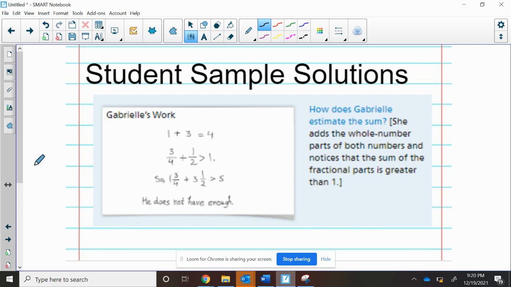Okay, let's look at Gabrielle's work. Gabrielle said 1 plus 3 equals 4. And she said 3/4 plus 1/2 is greater than 1. She said, so 1 3/4 plus 3.5 is greater than 5. So he does not have enough. So I think we can all agree that Alex does not have enough strawberries to make this recipe.